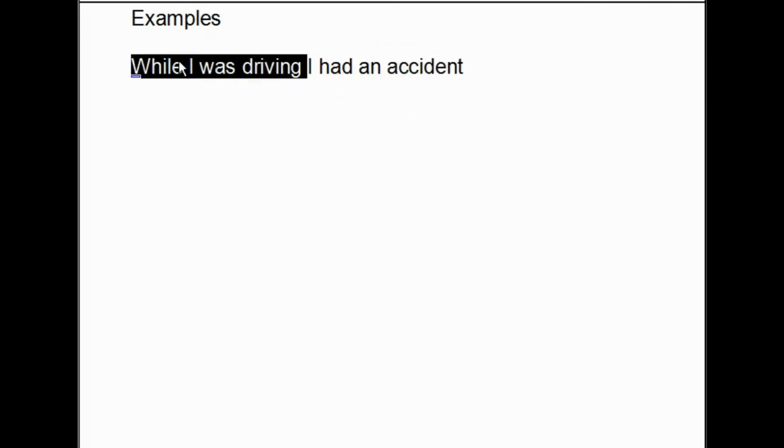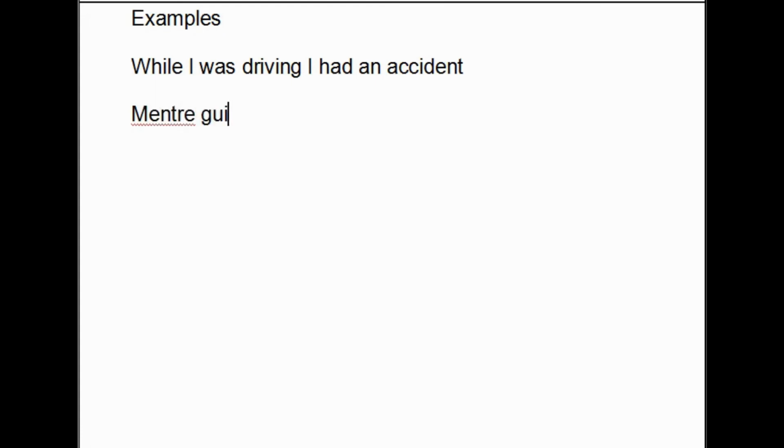And here we have a couple of examples. While I was driving, I had an accident. I had an accident is the discrete action that took place. While I was driving is the background action. I was in a state of driving. Mentre guidavo ho avuto un incidente.